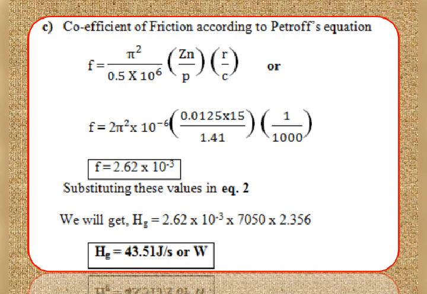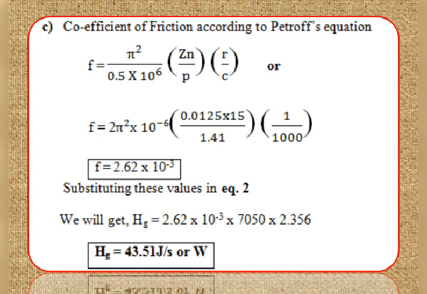Here I said two methods are there. One is Mekies equation, another one is Petrov's equation to find the value of coefficient of friction. If in the problem you fail to mention either Petrov's equation or Mekies equation, we can prefer any one. Generally, we must prefer Petrov's equation only. That is given by the equation f is equal to pi square divided by 0.5 into 10 to 6 into ZN by P into R by C R.